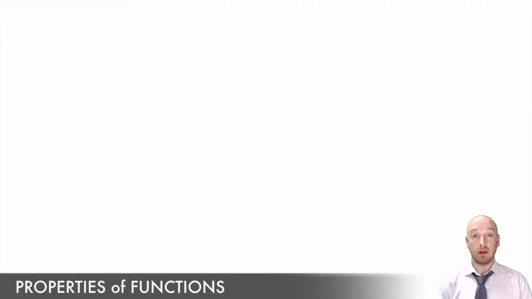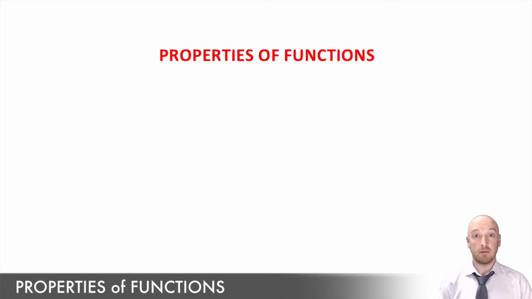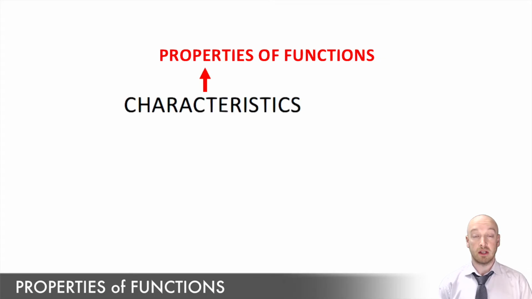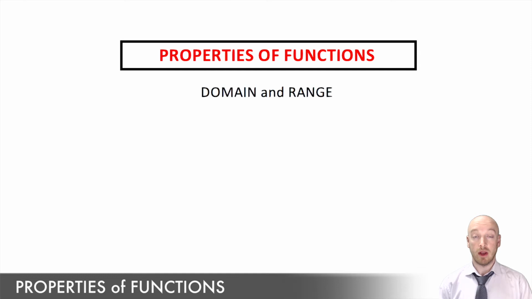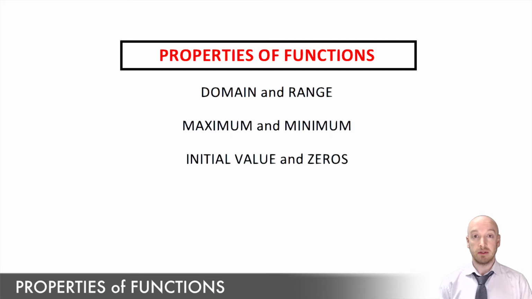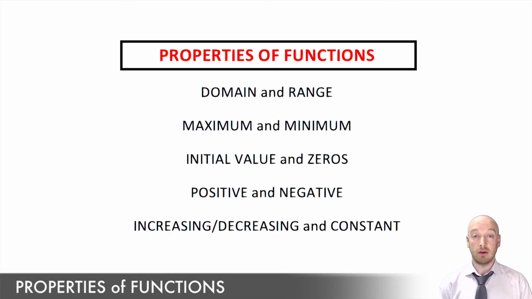Now on to the real point of the video. When we talk about the properties of functions, what we're really talking about are just the characteristics of a function. And the characteristics that we'll explore in this video are domain, range, maximum and minimum values, also called the extrema, the initial value and the zeros of a function, positive and negative values in a function, and parts of a function that are either increasing, decreasing, or constant.